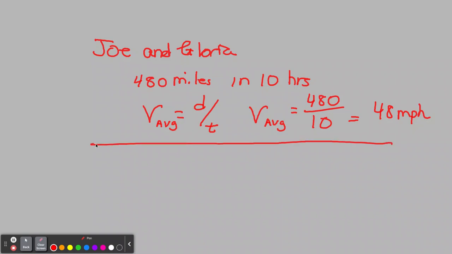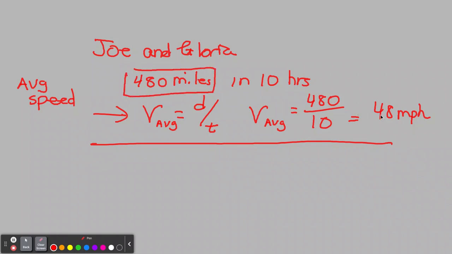Average speed. That's their average speed. Very important. Average speed is that, not velocity. We really couldn't do average velocity here because we don't know, again, 480 miles. We know they're going 48 miles per hour, but we don't know if they're going north. We don't know if they went north and south. We don't have any of those parameters to help us with average velocity.